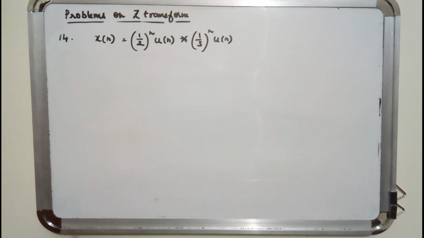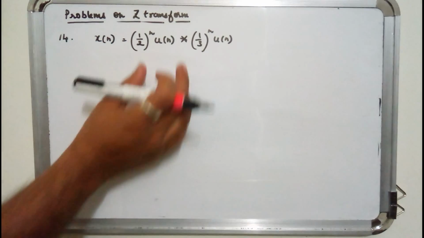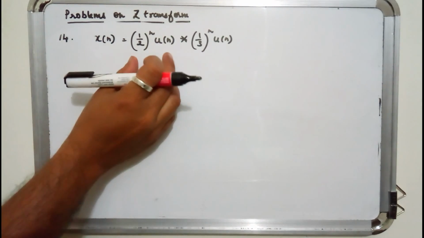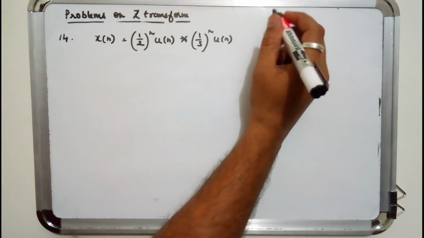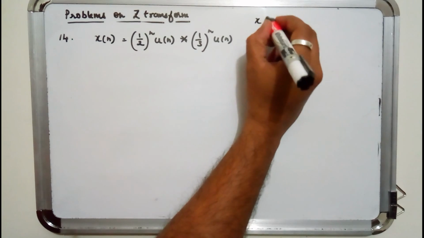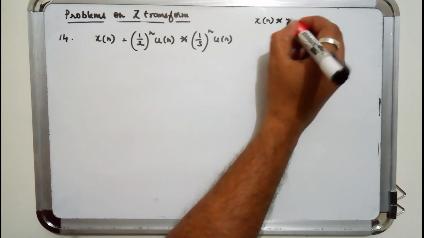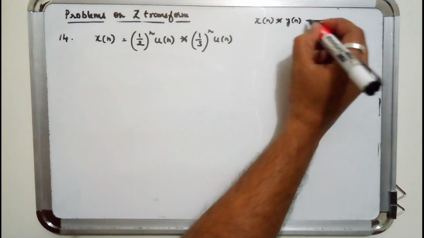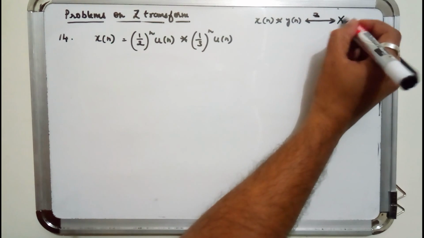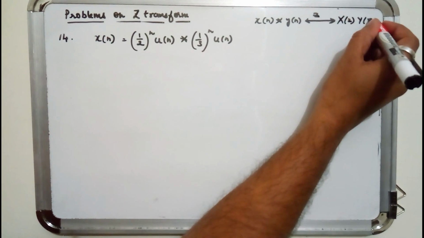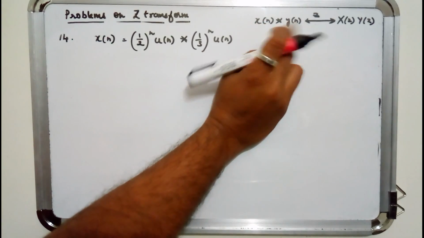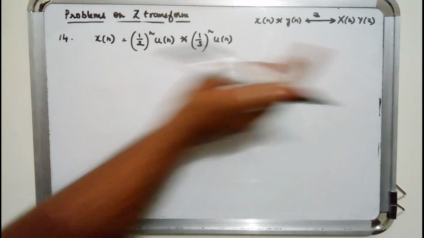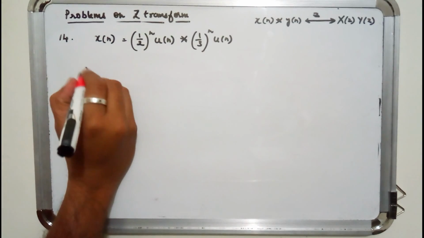Now in this problem you have been given the convolution of two sequences, that is (1/2)^n u(n) and (1/3)^n u(n). Now we have proved a property: if x(n) convolution y(n), if you take the z transform of it, it will become X(z) into Y(z). What this means is, if you have convolution in time domain, it will get converted into multiplication in z domain. So I need to find X(z).